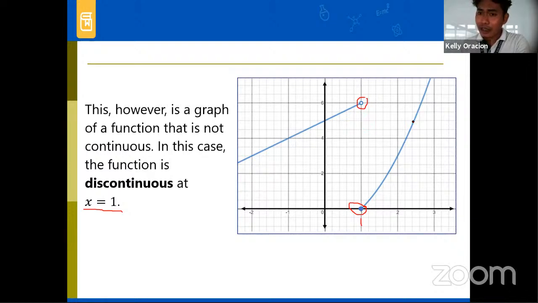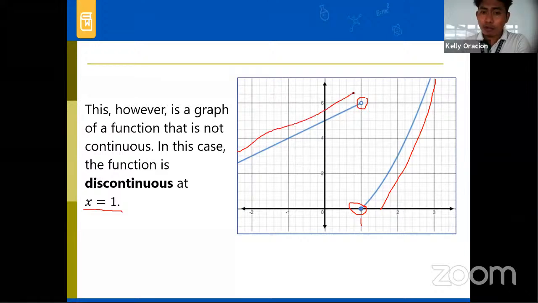The one-sided limit, the right-hand limit, exists. It's continuous from the right. However, the left-hand limit is not continuous. It's because of this one. It has a hole. It is not shaded. So that is the reason why the graph is discontinuous at x is equal to 1. You need to make sure that it really belongs to x is equal to 1.